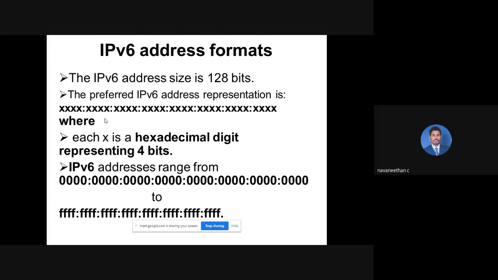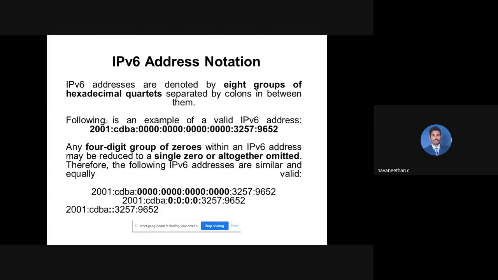And what could be its range? Basically, you might have studied binary and decimal values starting from 0 to 255 or whatever. But here, with respect to IPv6, its range is from 0 to FFFF. We represent this with respect to 4 bits, colon, 4 bits, colon, 4 bits. Like that it goes on from the starting address to an ending address. And the notation is rendered by 8 groups of hexadecimal quadrants, not octets. It is quadrants.